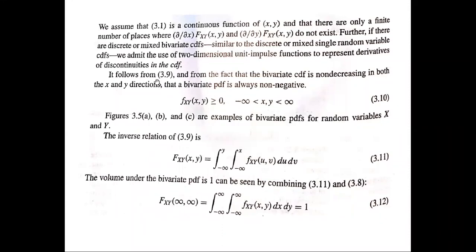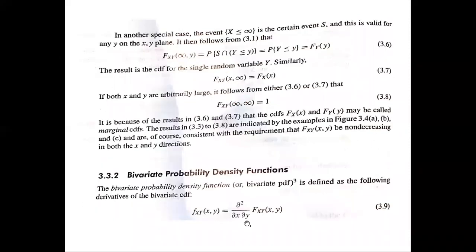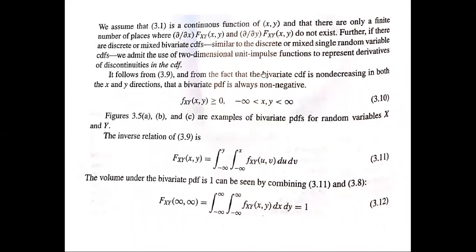So from equation 3.9 which we have written over here, we can always say that the value of f of x y, x comma y, is greater than or equal to 0. It follows from 3.9, and from the fact that the bivariate CDF is non-decreasing in both the x and y directions, that the bivariate PDF is always non-negative. The bivariate CDF is always non-decreasing, and the bivariate PDF is always non-negative.